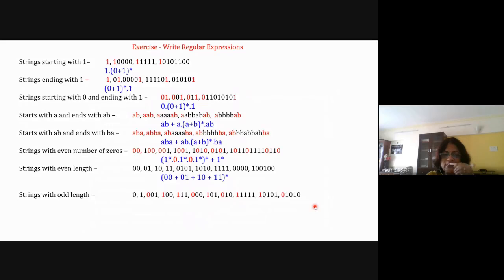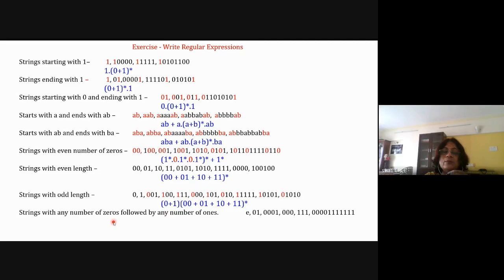Okay, so the answer is the same thing for odd length as for even length, and before that you just write down either 0 or 1. You can write it here in the beginning or in the end. Anything will do. Okay, so now the next problem.